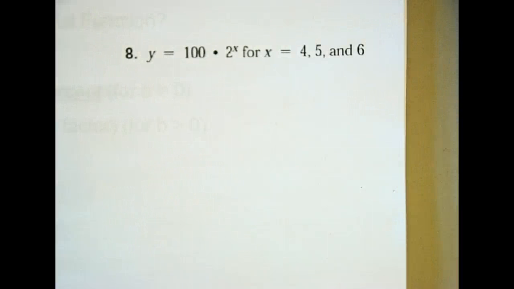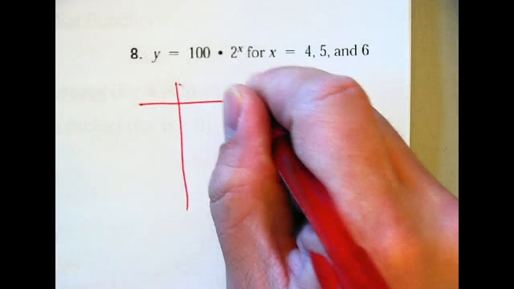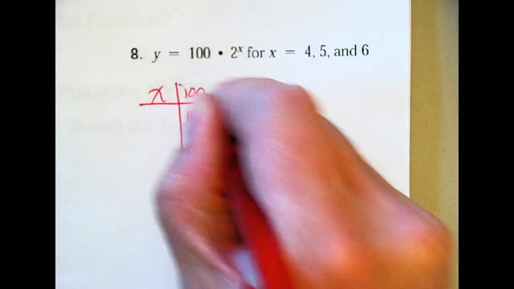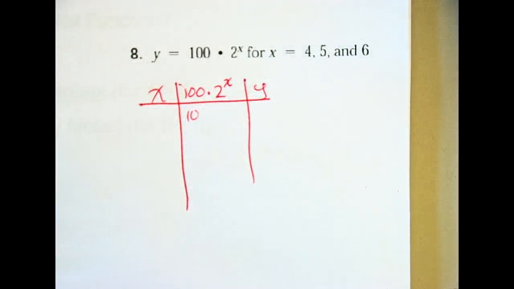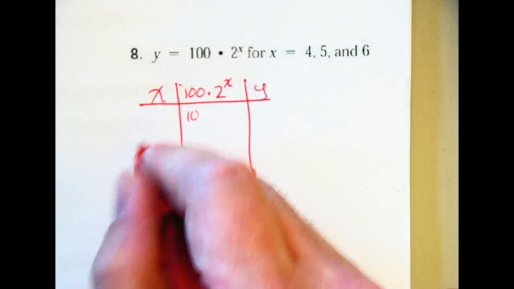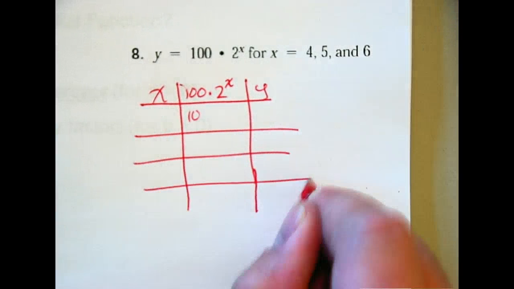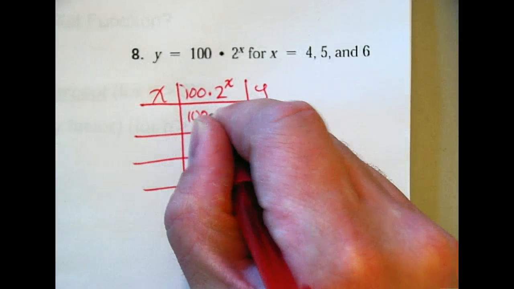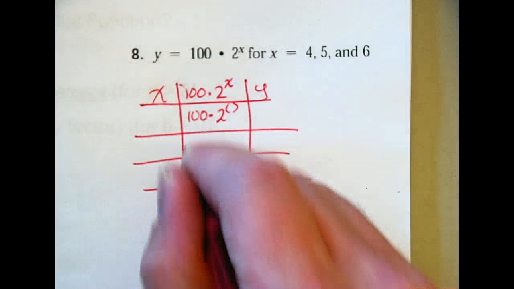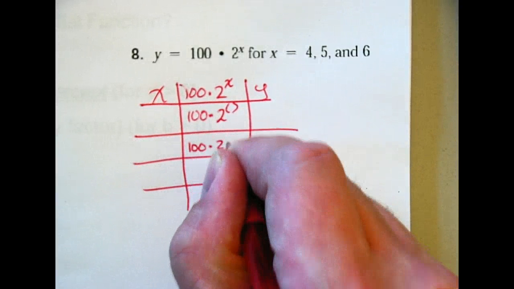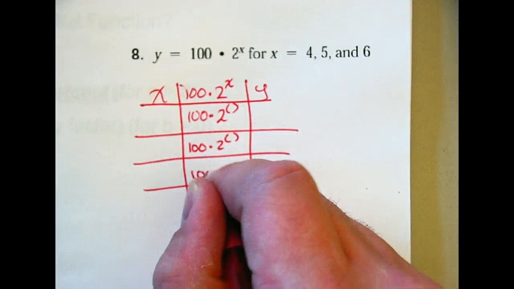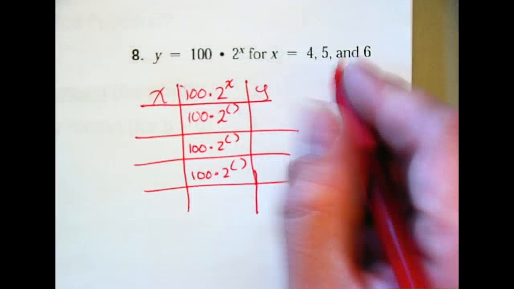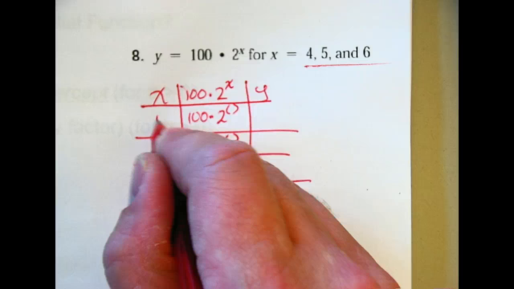Okay, let's check our inputs and outputs. So, x, y, our rule is 100 times 2 to the power of x. The only thing that's changing in each of these is? What's the only thing changing? The exponent. The what? The exponent. Yeah, the exponent or the x value. So I'm going to write all of this 3 different times, because that part's all staying the same. The only thing that's changing is my x. So they're telling my inputs, 4, 5, and 6.